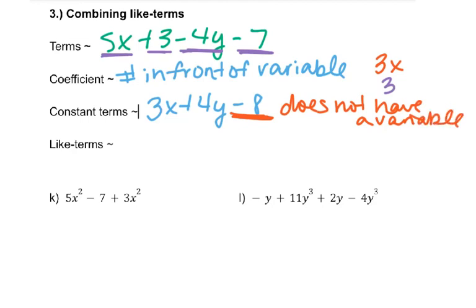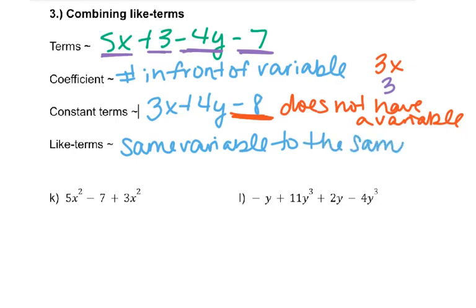And then like terms have the same variable to the same power. Okay, so the only time you need like terms is whenever you are adding and subtracting. On division, we can do a little bit more funky stuff, but whenever you're adding and subtracting, you need like terms. It's just like common denominators on fractions. You need a common denominator when you're adding and subtracting, but you don't when you're multiplying and dividing. So kind of try to remember it like that if you have trouble with it. Okay, so same variable to the same power.